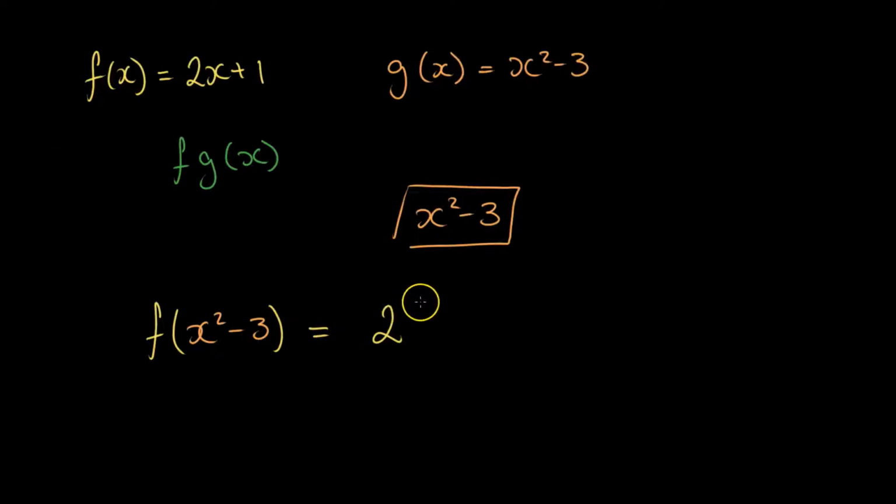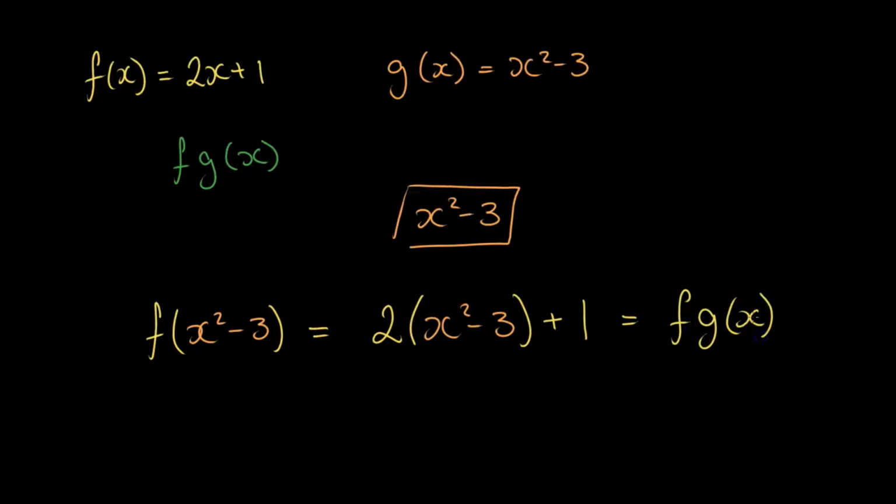So it should be 2 times x squared minus 3, plus 1. So there I have f of g of x. So let's put some numbers in now. Let's see if it works with some actual values.